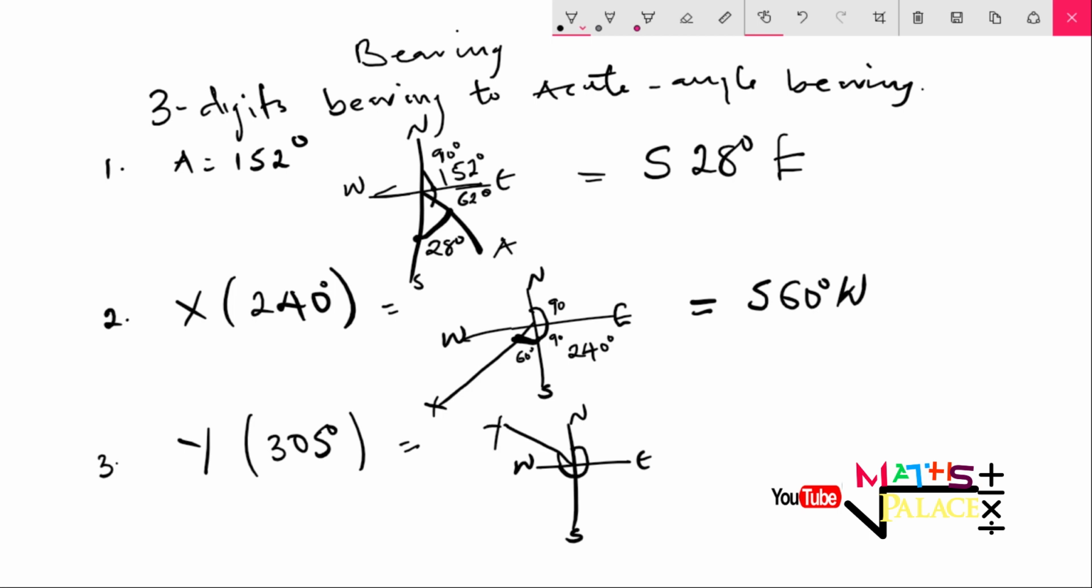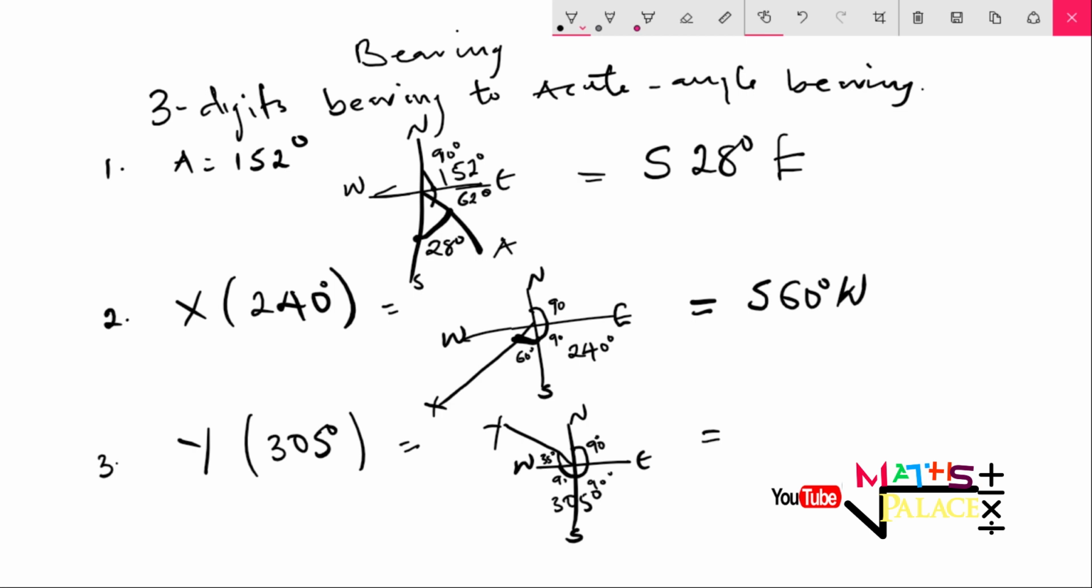So this is my point Y. We have 90, 90, 90, and we have 35 degrees. So all this gives us 305. All in all, from the north to the point Y is 305.